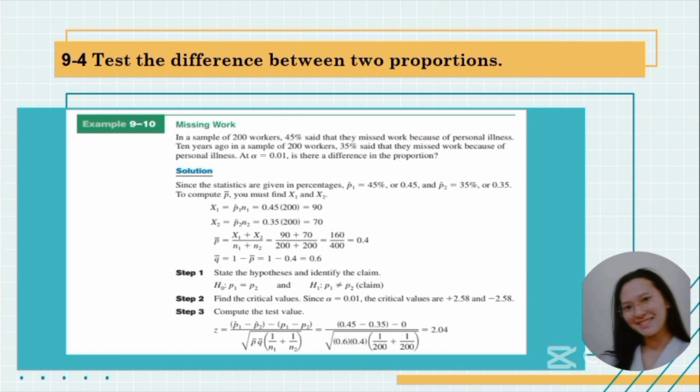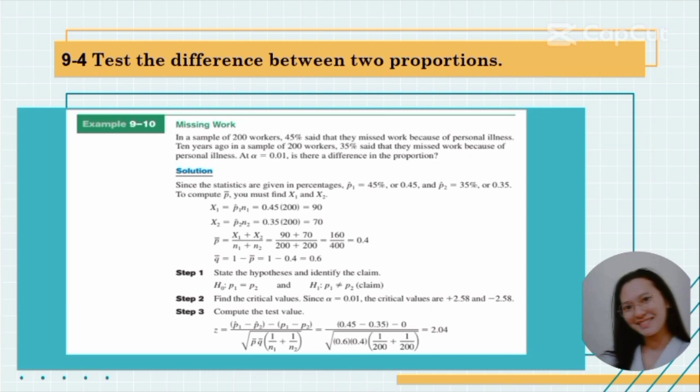P bar equals X sub 1 plus X sub 2 over N sub 1 plus N sub 2, equals 90 plus 70 over 200 plus 200, equals 160 over 400, equals 0.4. So Q bar equals 1 minus P bar, equals 1 minus 0.4, equals 0.6.